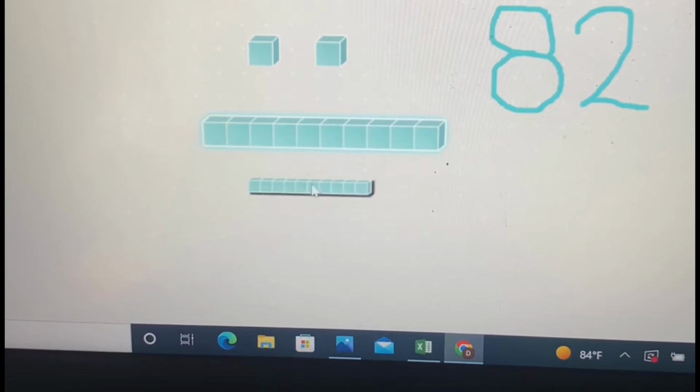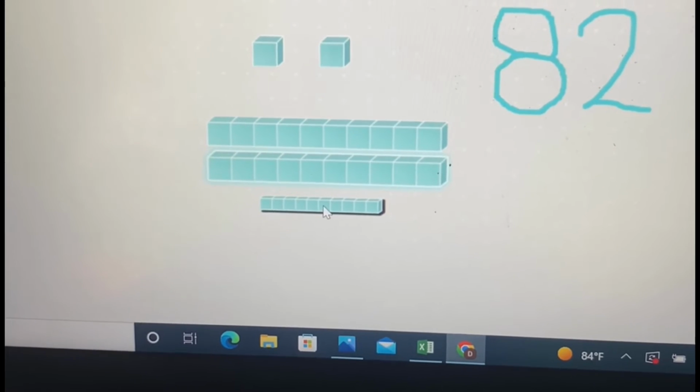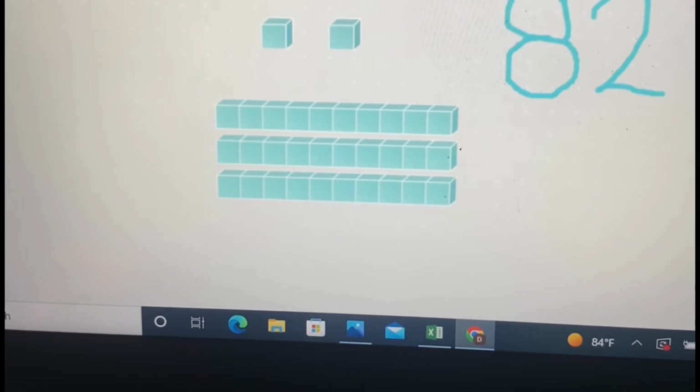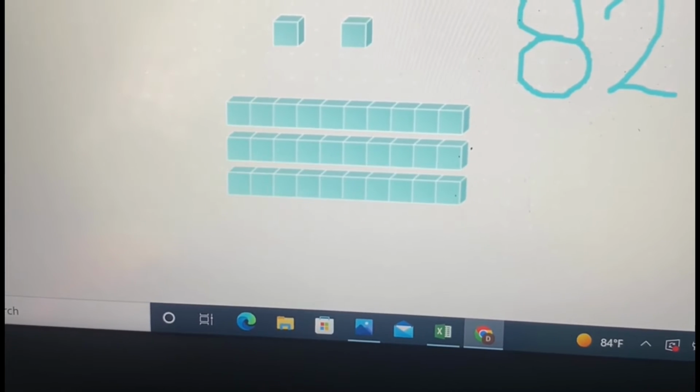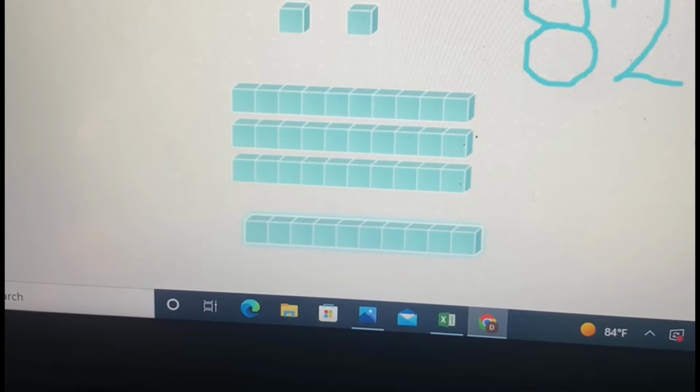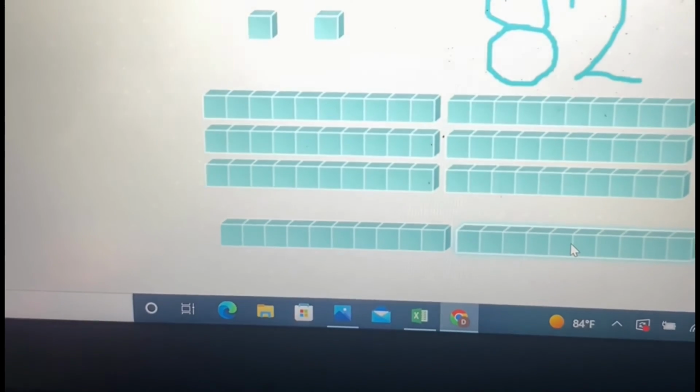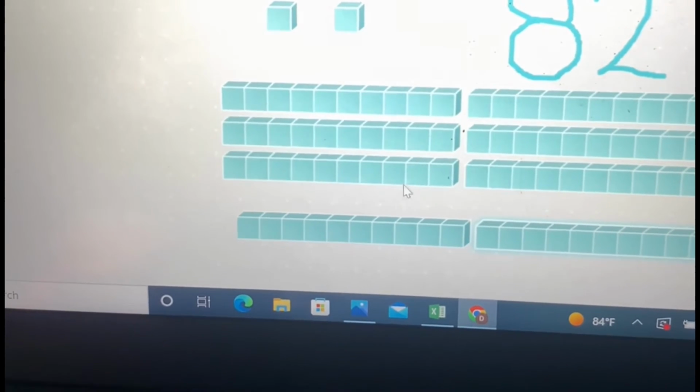10, 20, 30, 40, 50, 60, 70, and 80. So we have 8 tens. So we have a value of 80 in the tens place, and we have 2 ones. So a value of 2 in the ones place.